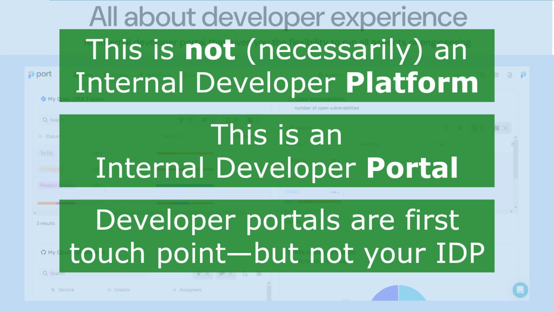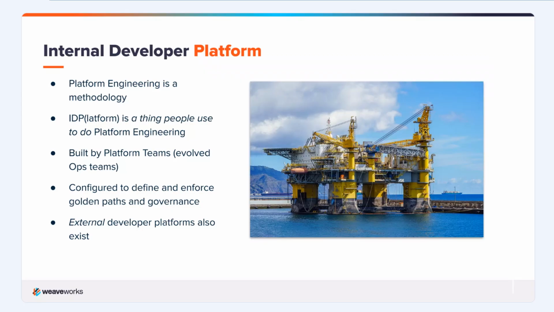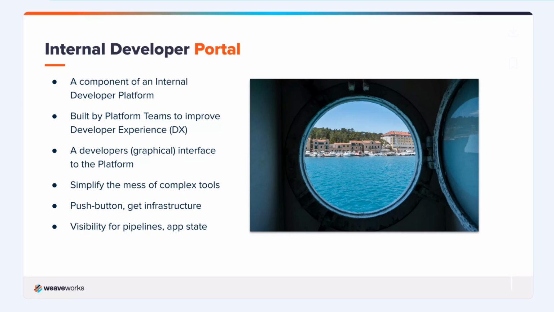Let's have a closer look at the differences between internal developer platforms and portals. First, the platform. An internal developer platform is a thing, a product people use to do platform engineering, built by platform teams. An internal developer portal is a component of an internal developer platform. It's a single pane of glass for ClickOps and visibility.